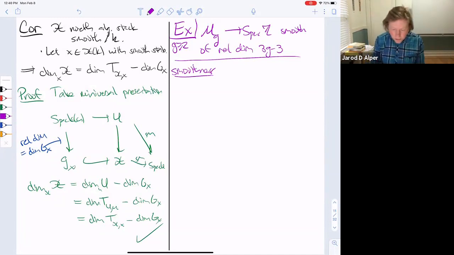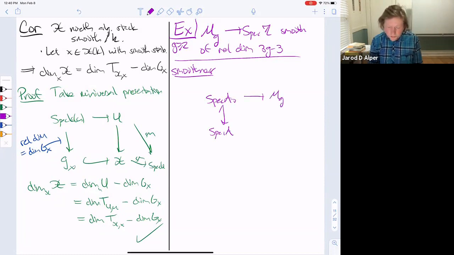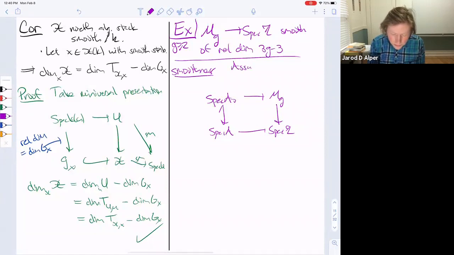What it says is that we have a diagram like this. This is F_G, this is Spec Z, and we want to know if we can lift it. I didn't dwell on this earlier, but it suffices to assume in the formal lifting criterion that A and A_0 are local rings. You can even assume that they're Artinian.